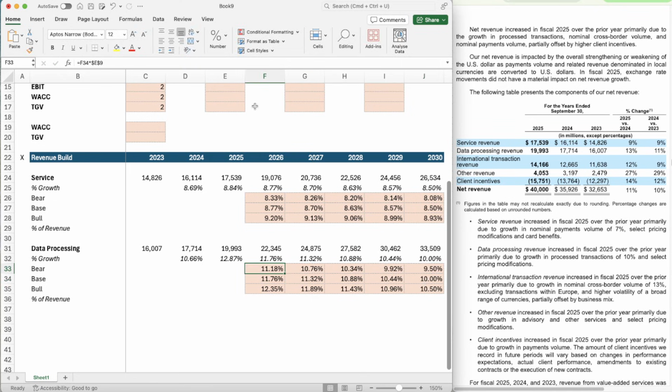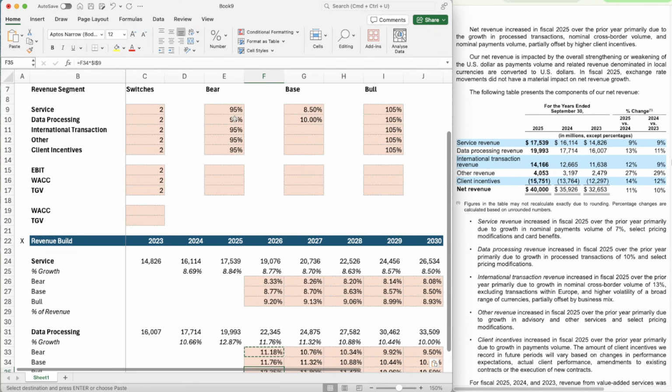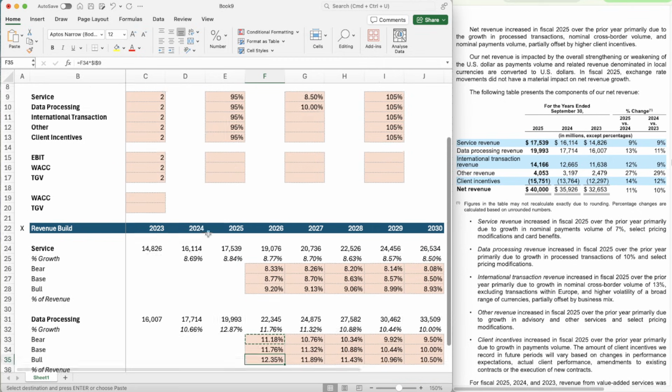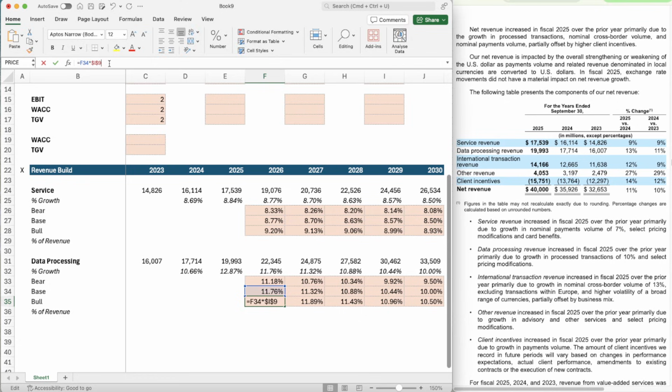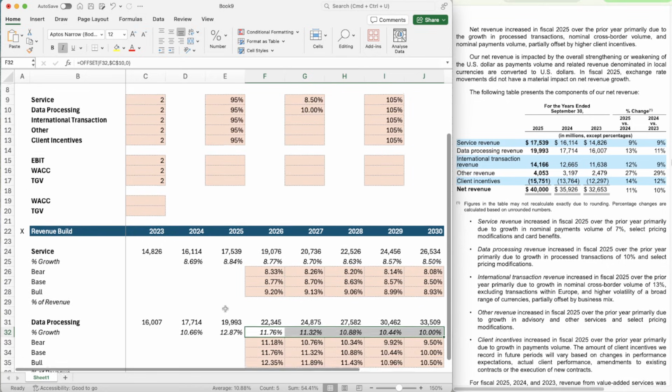And put all of these to the correct cell. Make sure your bear corresponds to this one, rather than, because you copy pasted, it's going to go up to this one. And same with the bull. For the OFFSET, you just change the C to 10. Pull that along. Have it. Looks good.